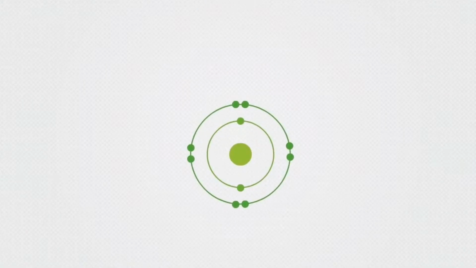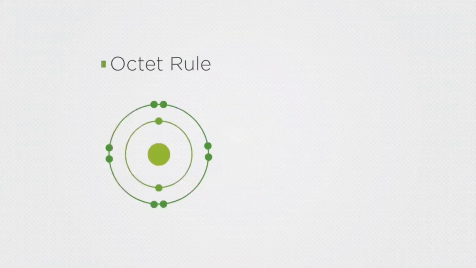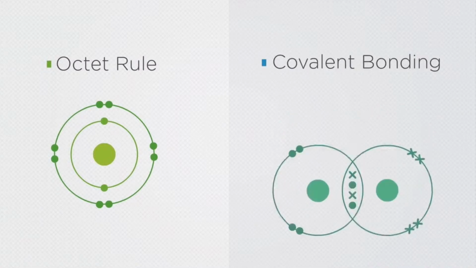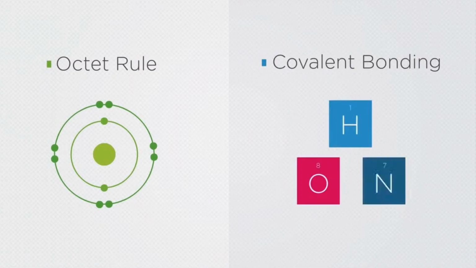In this video, we are going to learn about the octet rule and how to construct dot and cross diagrams to show the covalent bonding in hydrogen, oxygen and nitrogen.